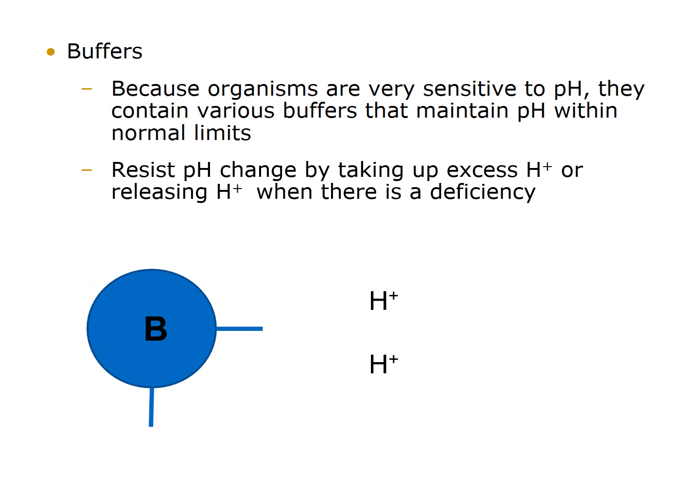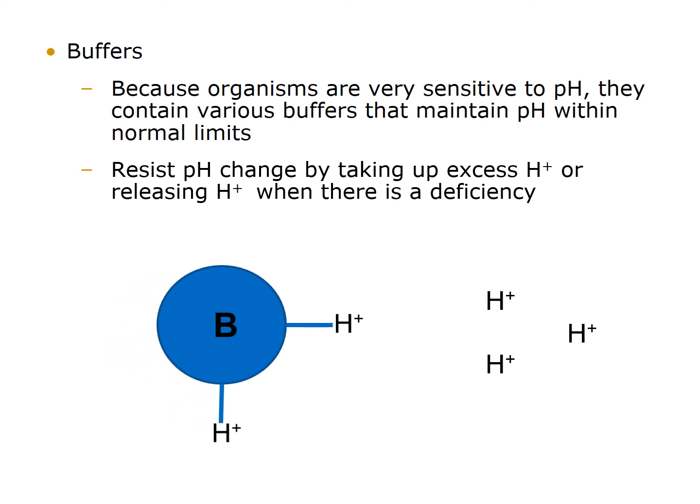Let's say something happens when there is an excess of hydrogen ions, right? So now our pH has fallen below the normal range, right? How can a buffer help return pH to the normal range? Well, the buffer will come along and pluck some of those hydrogen ions out of solution, helping to maintain the original pH.